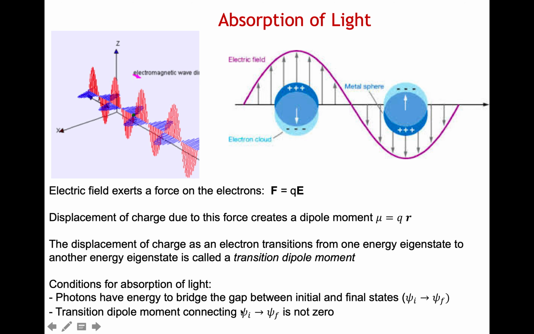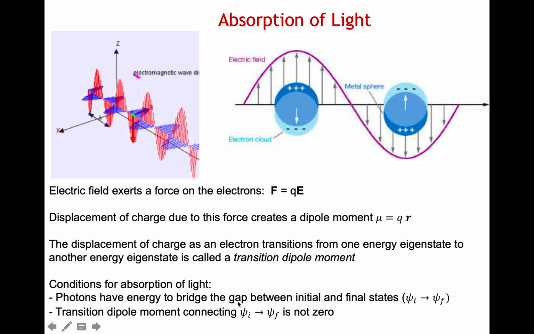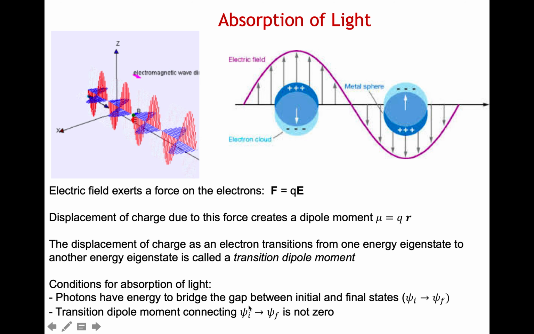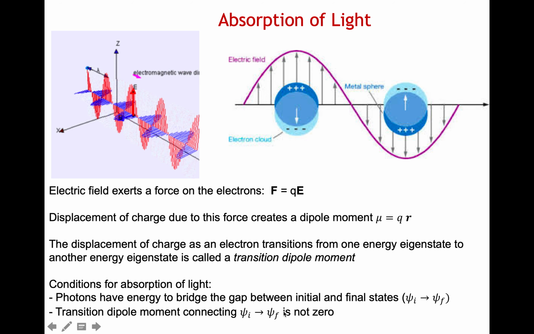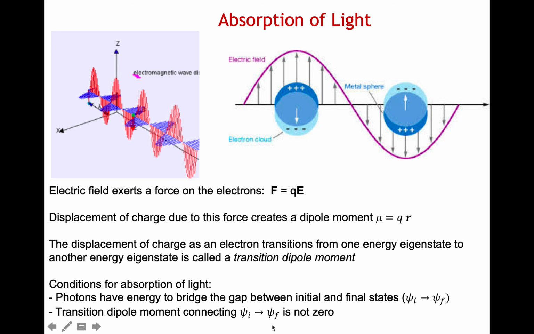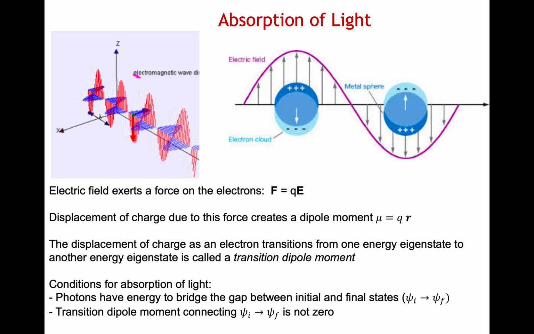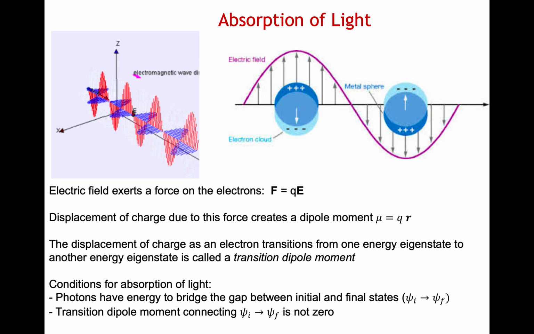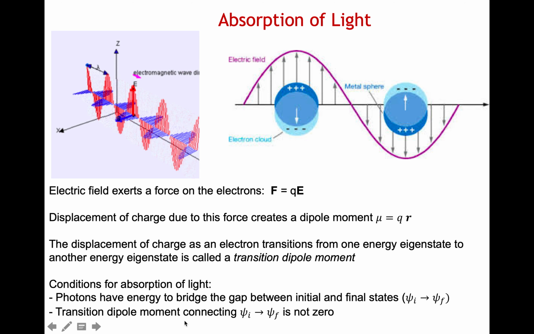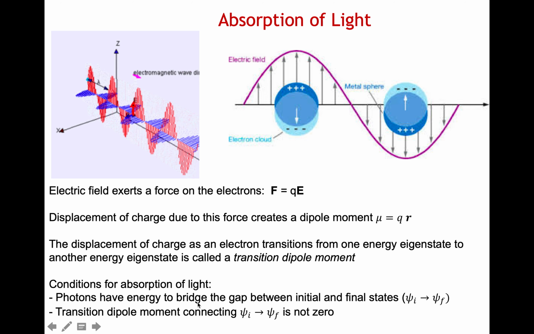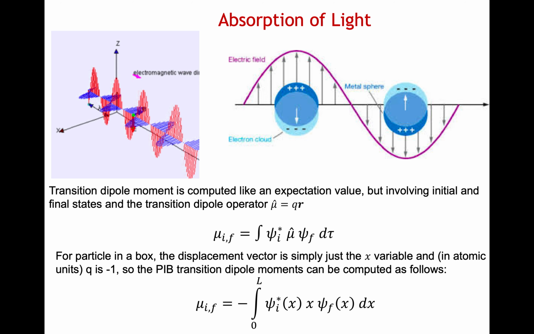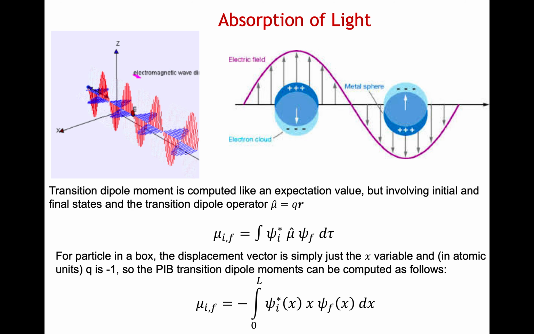That means that when you move your system from being in energy eigenstate psi I to the new energy eigenstate psi F, there actually has to be a displacement of charge associated with that transition. That specific displacement of charge is called the transition dipole moment. Okay, so it has to be non-zero in order for your material to absorb light.